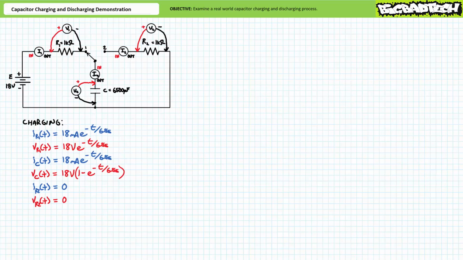Finally, Vc of t equals 18 volts times 1 minus e to the negative t over 6.5 seconds. Voltage across the capacitor will start at 0 volts and rise to 18 volts by 32.5 seconds. Now that we've got the time-varying expressions, let's try some instantaneous analysis.